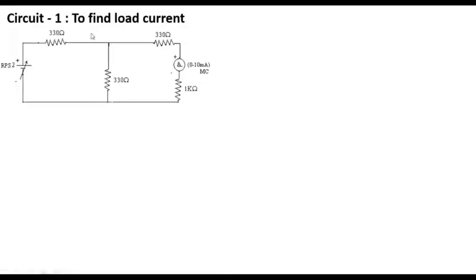This is an original circuit. We have your RPS, and this is your load resistance. You are asked to find the current flow through this resistance. So in practical, you can directly connect the ammeter and find the current flow through this, to verify with the Thevenin's equivalent circuit.